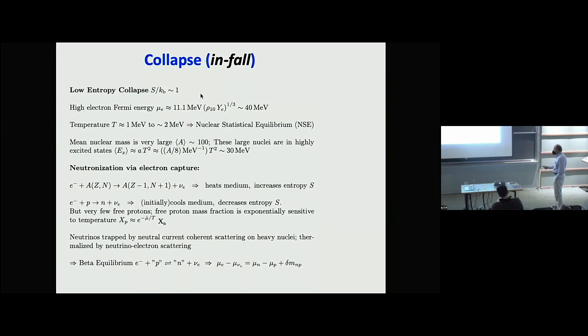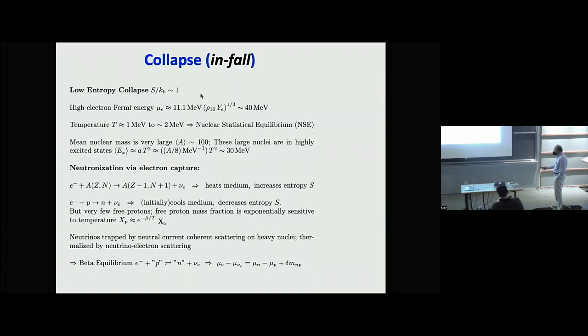So there are two main channels of electron capture, so-called neutronization. Electron capture on these heavy nuclei heats the medium. It increases the entropy a little bit. I'll tell you why that's important in a second. Electron capture on protons, if the neutrinos escape, actually cools the medium and decreases the entropy. So it's kind of a fight between these two processes.